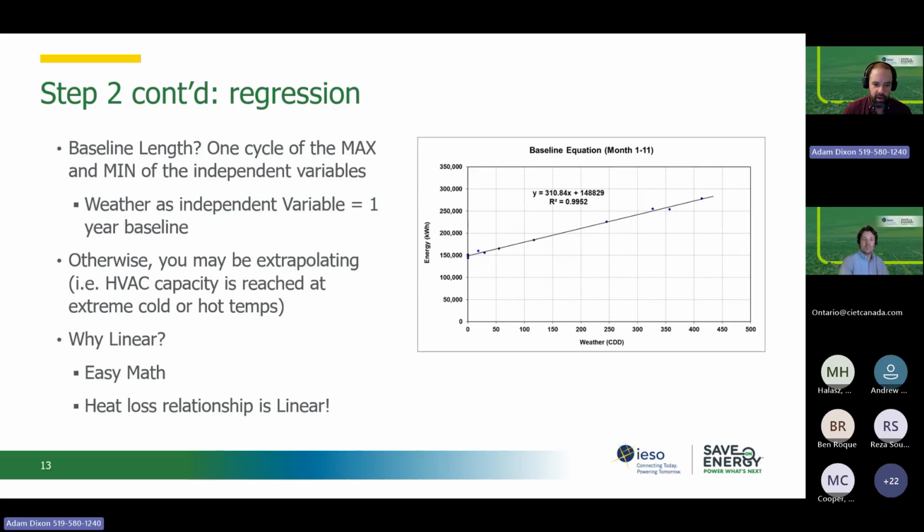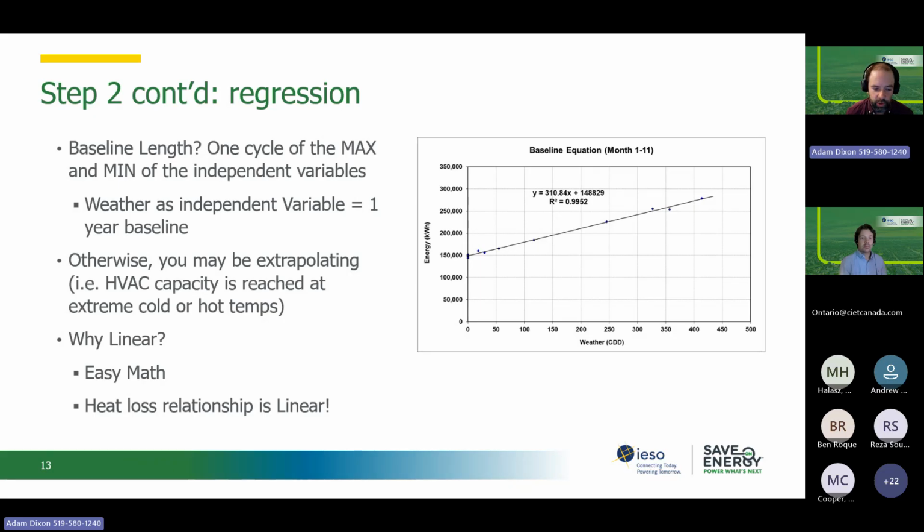And don't use 1.5 cycles of the variables. Then you might be biasing your analysis towards one heating and or cooling season. And again, I brought this up before, why are we always using linear relationships? For the most part, if I can, I like to do it because it's simple math.